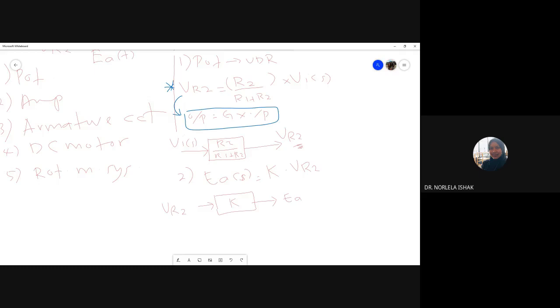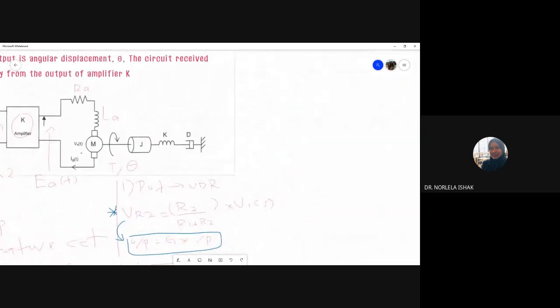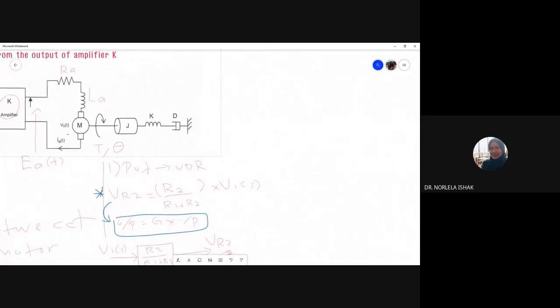Okay, the third one, armature. So you have to derive the armature circuit. Okay, for the armature circuit we use Kirchhoff's rule. So jadi apa equation armature kita? So our EA equal to, okay, around the armature, so meaning VRA plus VLA plus VB, right? Okay, from here you have to rearrange or simplify based on the voltage-impedance relationship.